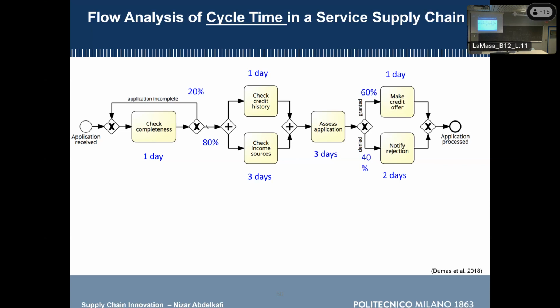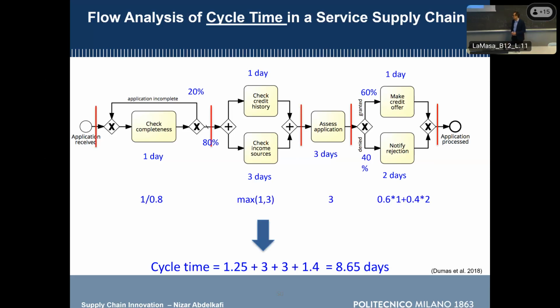Then access applications is very clear, it's 3 days. Plus, then we need to use the probabilities here. Very good. So it's 1 multiplied with 0.6 plus 2 multiplied with 0.4. Yeah, you can help me with making the calculations, or we can go directly to the results here. Okay, here we have the cycle time at each compartment, and then we have a cycle time which is equal to 8.65 days.